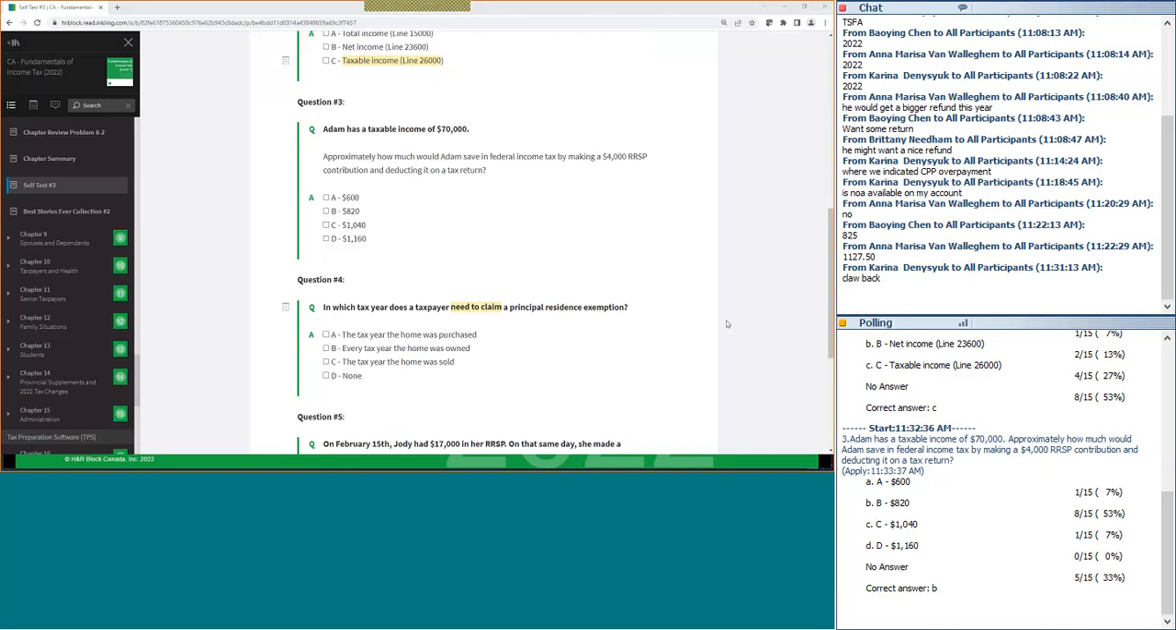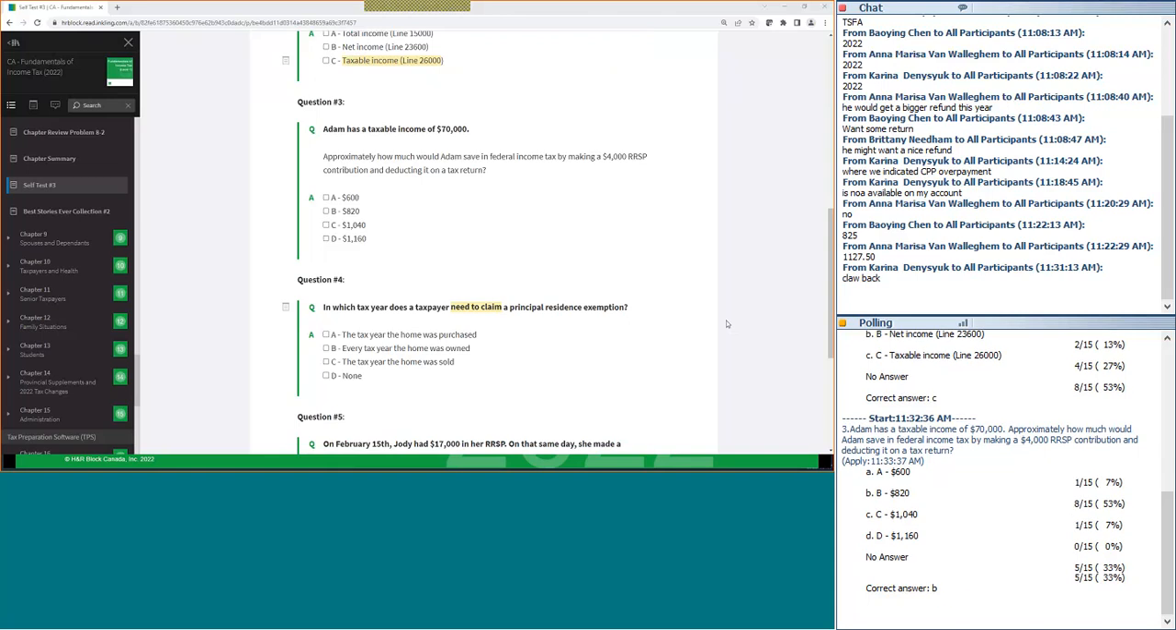There we go. In which tax year does the taxpayer need to claim a principal residence exemption? The year the home was purchased, the year it was owned, the year it was sold, or never. Okay, let's try this one. This should be an easy one. So when do you report your home, your personal home, on your tax return?